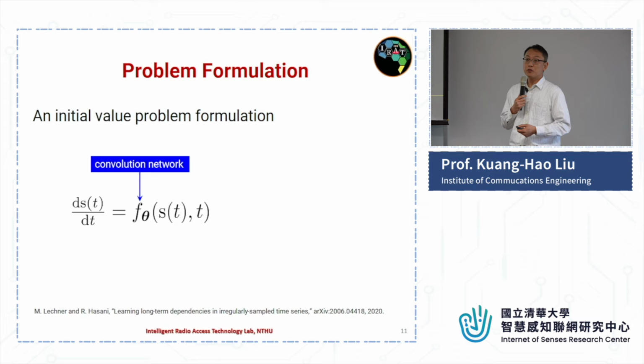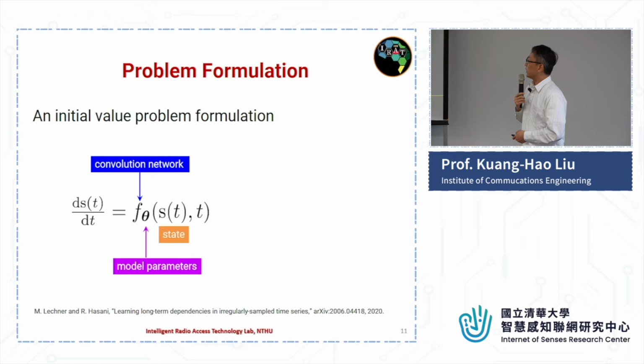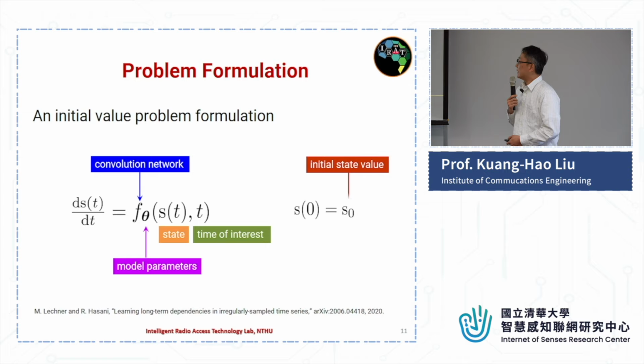We try to build a neural network to solve this problem, where the neural network has some parameters that will be trained for better accuracy. And what we want to predict is the system state, or the best beam index, at a certain time moment, the time of interest. And what we have is some initial information, for example, currently, what's the best beam that we know beforehand? How to solve this problem is the work that we build in this project. It's motivated by a framework called ODE-LSTM, a way to make predictions in continuous time.